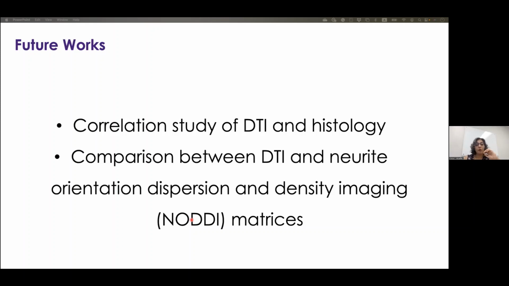Future work will involve a correlation study of DTI and histology, and also we are interested in comparison between DTI and myometrics.